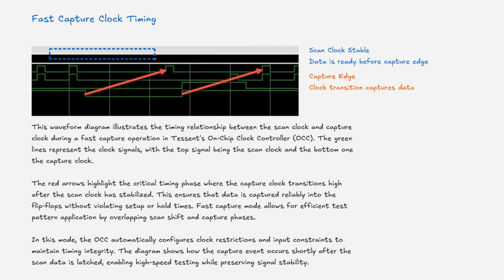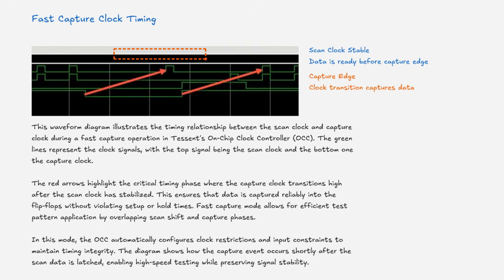The green lines represent the clock signals, with the top signal being the scan clock and the bottom one the capture clock. The red arrows highlight the critical timing phase where the capture clock transitions high after the scan clock has stabilized. This ensures that data is captured reliably into the flip-flops without violating setup or hold times.